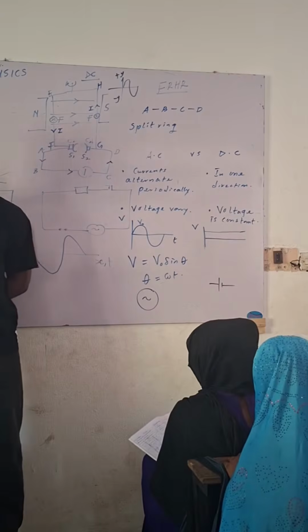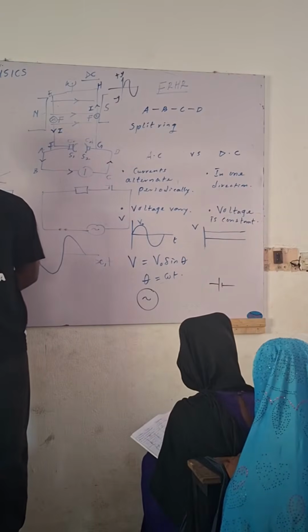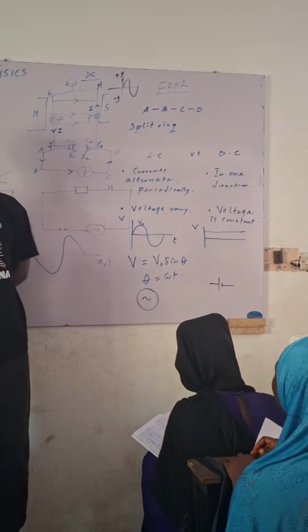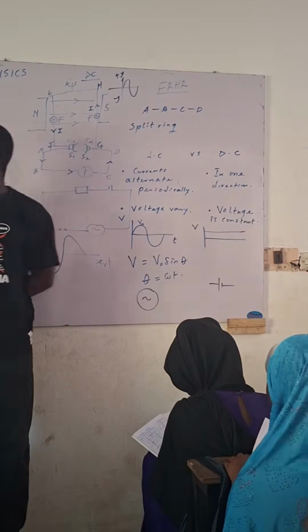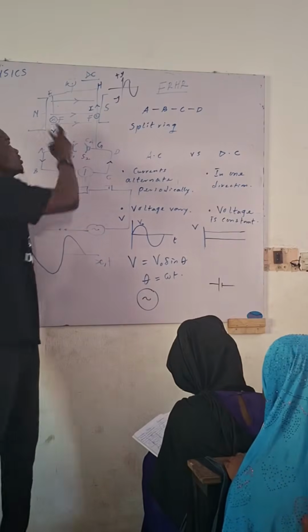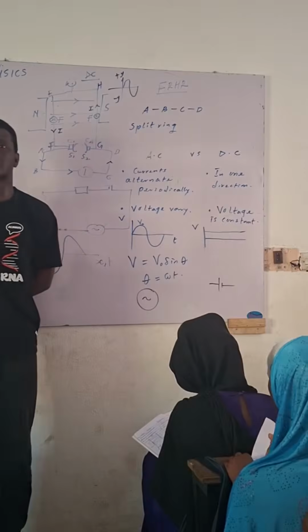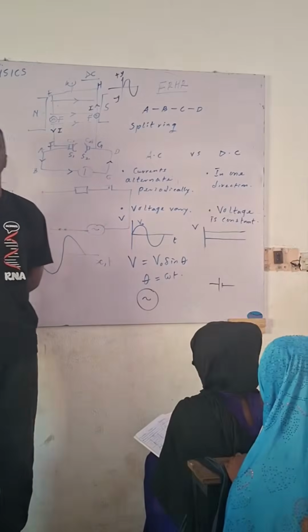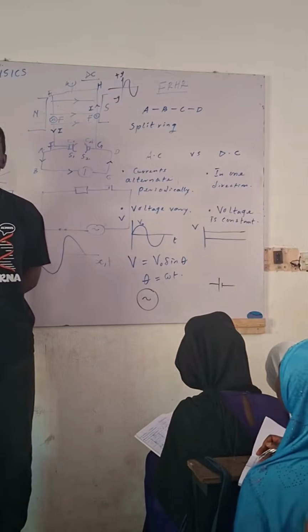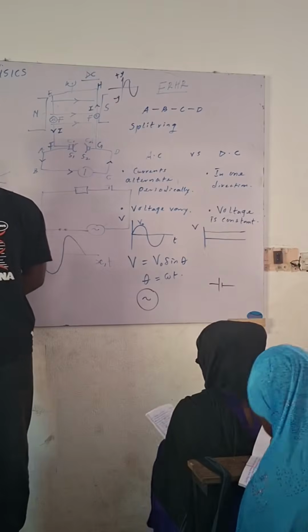Now, if they ask you what are the components of an AC or DC generator, what is it? What is it made up of? Armature, permanent magnets, carbon brushes. How many carbon brushes do we have? Two. Do you get it? Those are the things that we ask you.